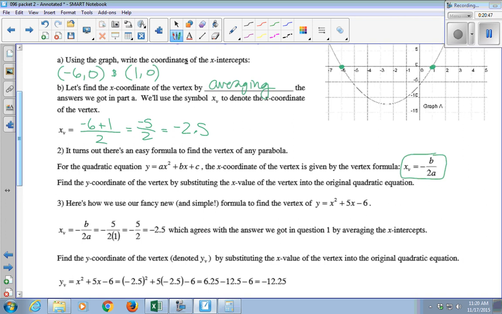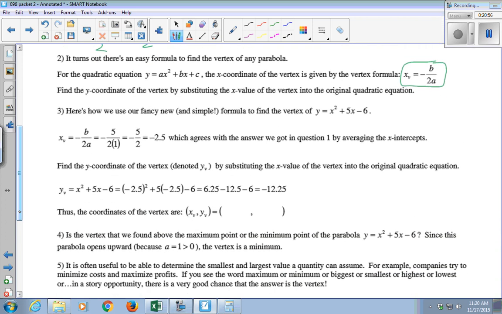In general, to find the y-coordinate of the vertex, just take the x-coordinate of the vertex and sub it into your original quadratic equation. So let's look at how we could use our new fancy and simple formula to find the vertex of x squared plus 5x minus 6. In this case, a is 1, b is 5, c is -6. So I use -b/2a. I replace the b with a 5 and the a with a 1, and I get -5/2 or -2.5. Exact same answer you get when you average the x-intercepts.